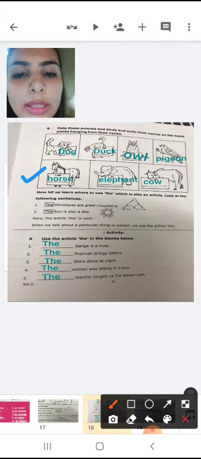Next is elephant. I am elephant. E-L-E-P-H-A-N-T, elephant. Next picture is of cow. Write down I am cow. C-O-W, cow. Now see, next is written here.